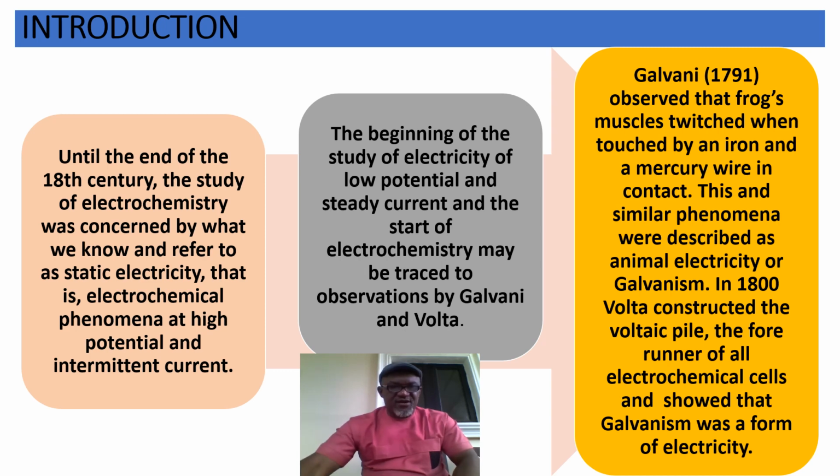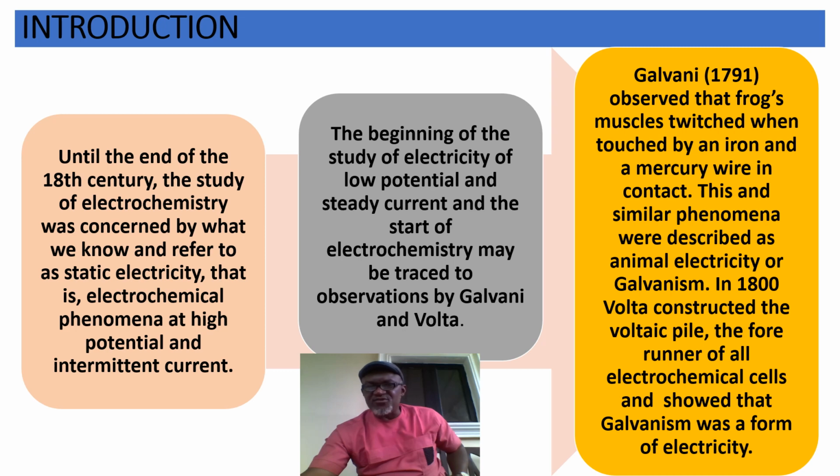Until the end of the 18th century, the study of electrochemistry was concerned with what we know and refer to as static electricity. That is, electrochemical phenomena at high potential and intermittent current. The beginning of the study of electricity of low potential and steady current, and the start of electrochemistry, may be traced to observations of Galvani and Volta.